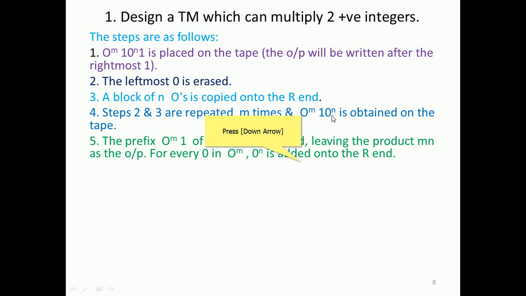So the prefix 0^m 1 0^n 1 is erased, leaving the product m times n as the output. For every 0 in 0^m, the 0^n is added onto the right end.